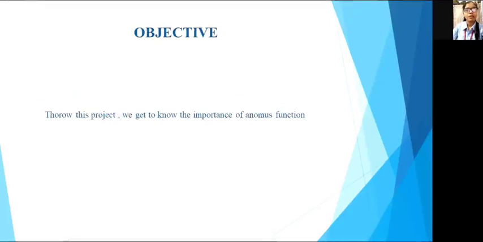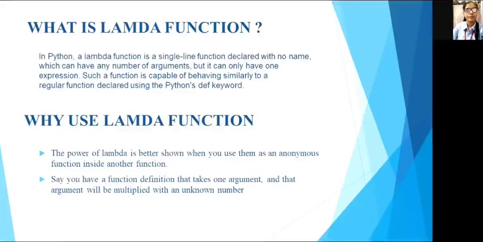Now, next slide is objective of project. Through this project, we get to know the importance of anonymous function. Then next slide is about what is lambda function. In Python, a lambda function is a single line function declared with no name, which can have any number of arguments, but it can only have one expression. Such a function is capable of behaving similarly to a regular function declared using the Python def keyword.